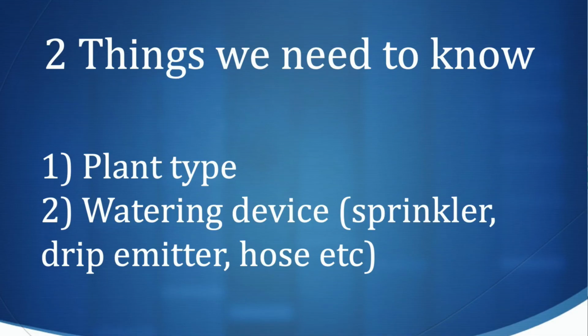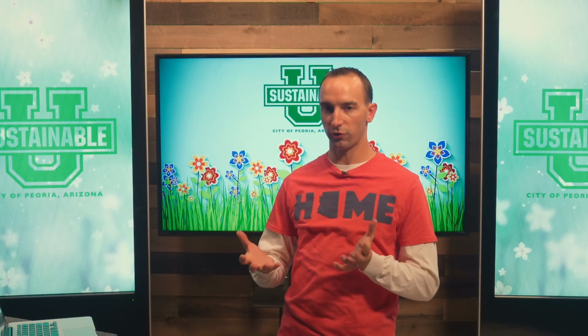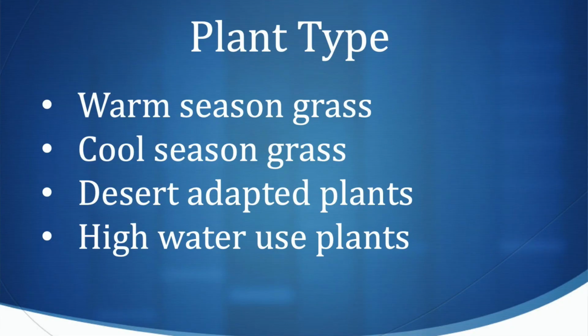So there are two things that we need to know as we figure out how to program our irrigation timer. The first one is your plant type. We're going to talk more in depth about that. And the second thing is your watering device, or sometimes you'll hear it called an emission device. Basically, we need to know, is it a sprinkler, is it a drip emitter? Even if you have certain areas of your yard where you're watering with a hose, all these principles are still going to apply.